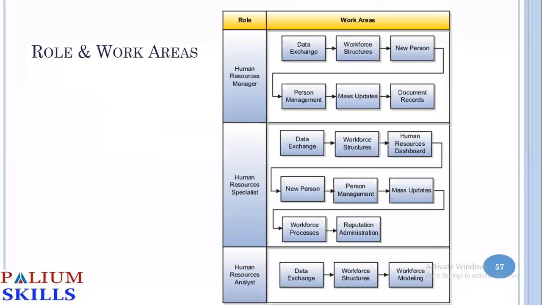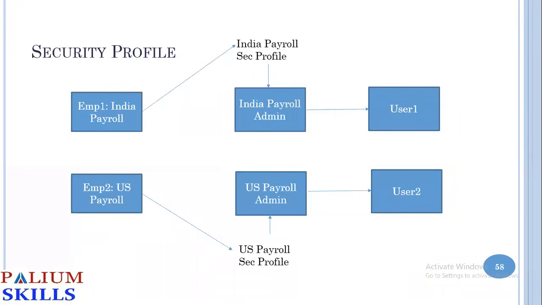So you could have different roles and work areas. You could have a role like HR manager who has access to these 6 parts, and an HR specialist who has access to these 8 parts, and then an HR analyst who has access to 3 parts only. So all this can be set up through the roles. And normally Oracle will supply you with all the different roles, and you can make a copy of that and then send it out.